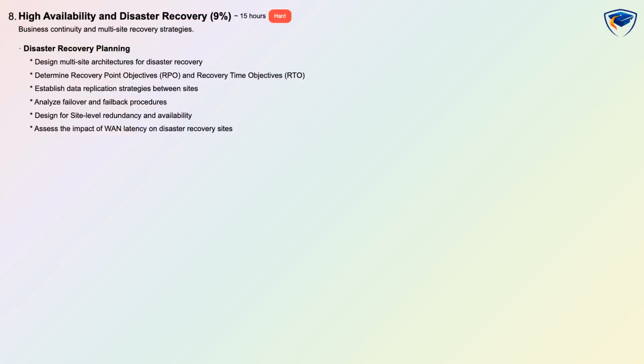High availability and disaster recovery is 9%, hard difficulty, estimated 15 hours and scenario-based assessment. This domain covers business continuity planning, multi-site architectures, recovery point and time objectives, and data replication strategies between sites. You will analyze failover and failback procedures, design for site-level redundancy, and assess the impact of WAN latency on disaster recovery readiness.